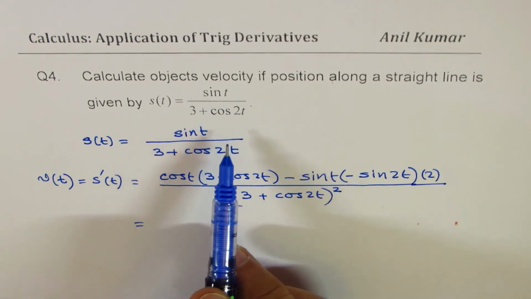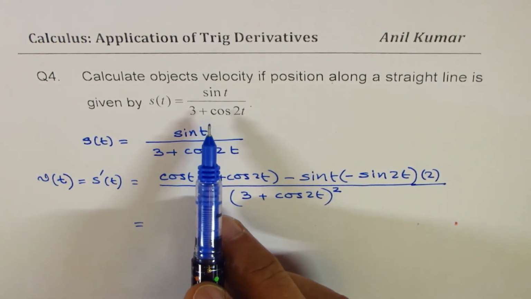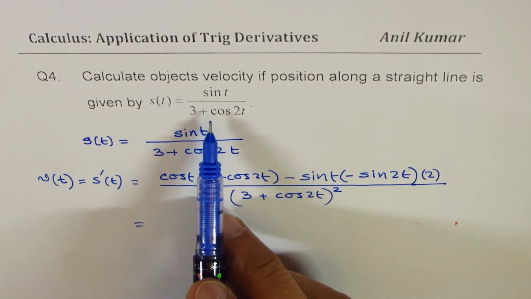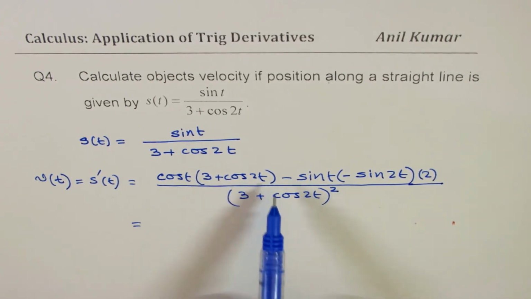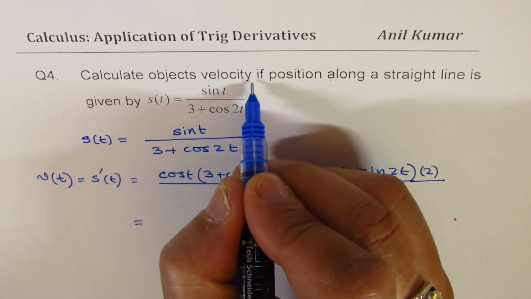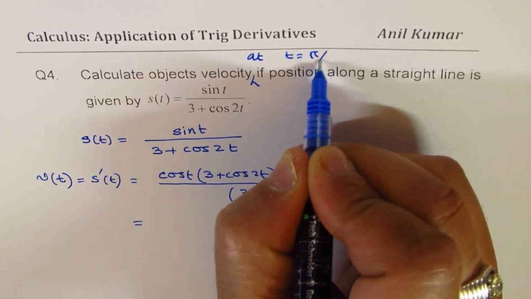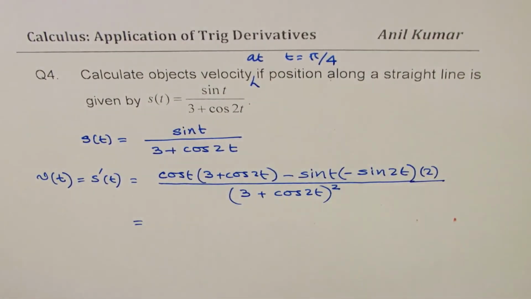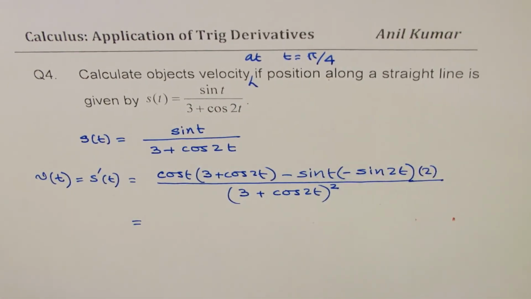We need to calculate the object's velocity if the position along the straight line is given by this. So we are given the expression, but I think something is missing in this question. We need to find when, right? That part is actually missing. Let me check that part. I missed it in typing. But this is the expression for velocity as such. So calculate the object's velocity at t equals pi by 4. So that is the part which was missing.